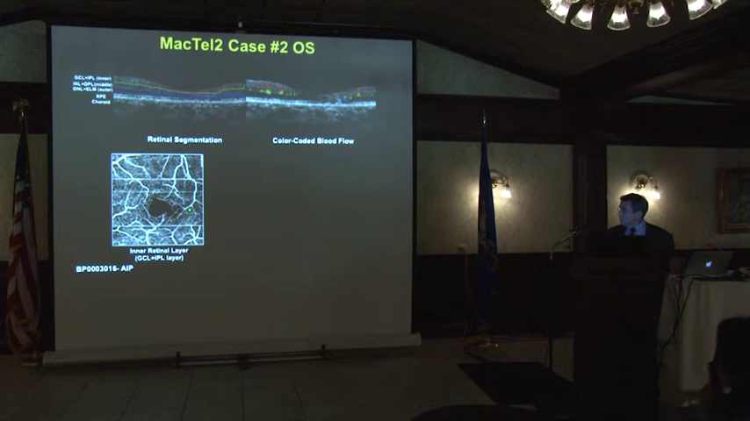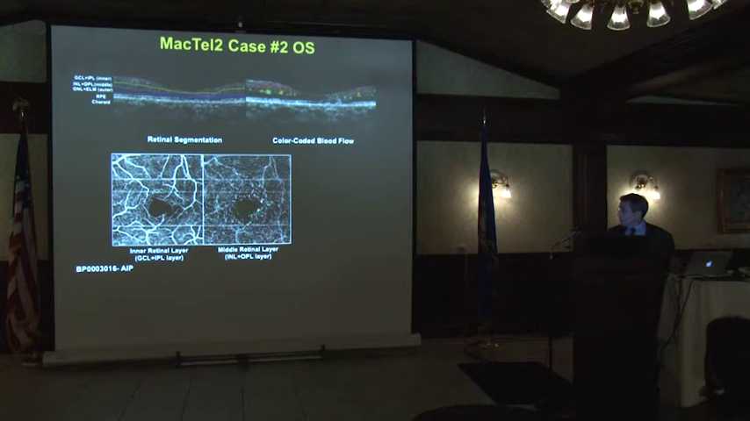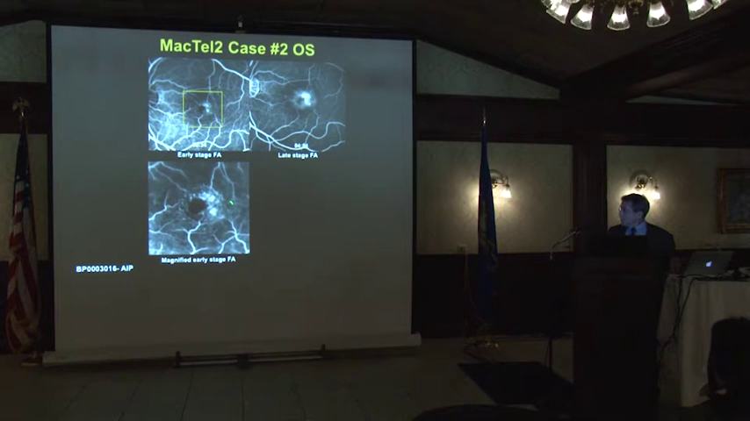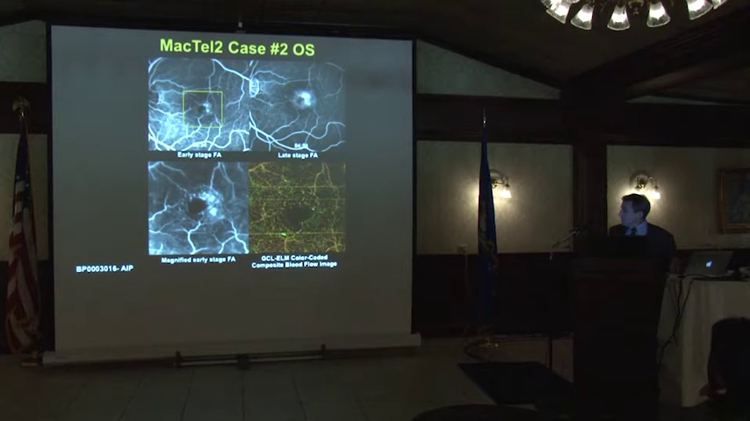Here's another case, a little more advanced. Here we have the temporal edge of the fovea, slightly abnormal. A little more abnormality extending all the way around with telangiectasis. The outer retina now has some circulation because it's collapsing. Let's look at this area. Here's the fluorescein blown up, and here's the OCT angiography showing the area beautifully. You actually get more detail of the retinal microvasculature than you do with fluorescein angiography.